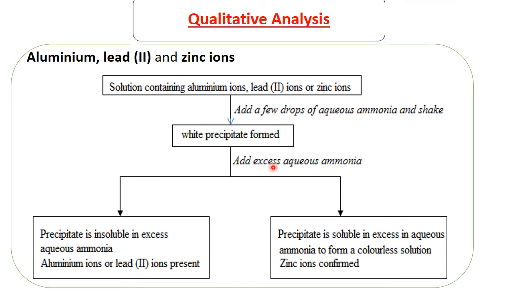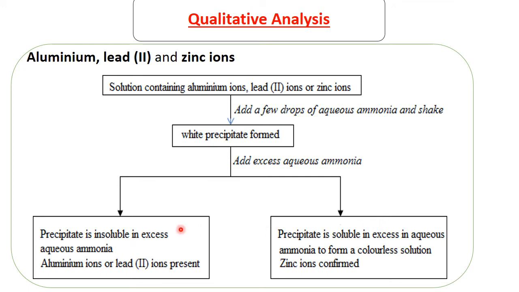Next, you add excess aqueous ammonia. There are two possible results. The first is that a precipitate remains which is insoluble in excess aqueous ammonia. If this is what happens, then you have aluminium ions or lead 2 ions. If the precipitate is soluble in excess aqueous ammonia and forms a clear solution, then it is the zinc ion, just like we discussed.